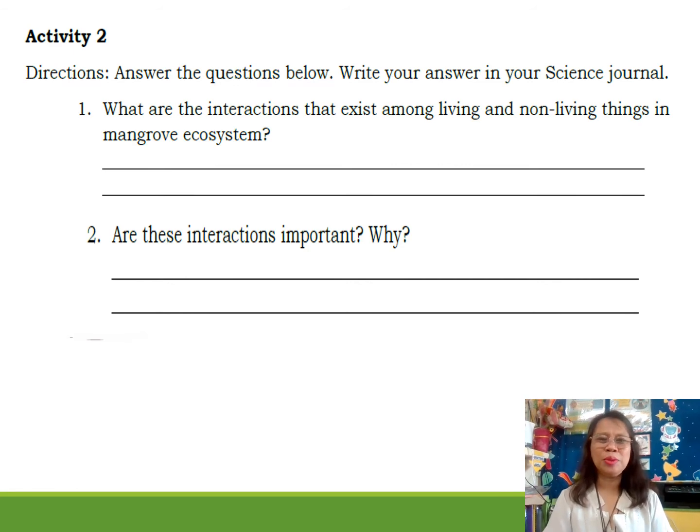Okay, activity 2. Answer the questions below. Write your answer on your answer sheets. First question, what are the interactions that exist among living and non-living things in mangrove?